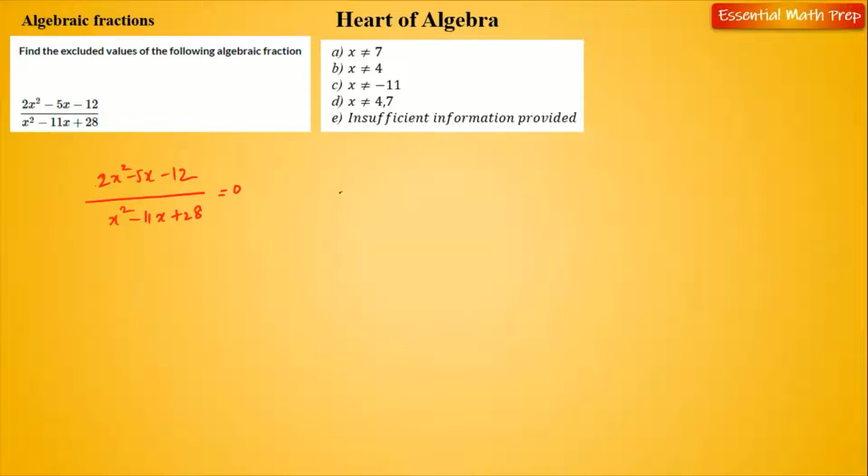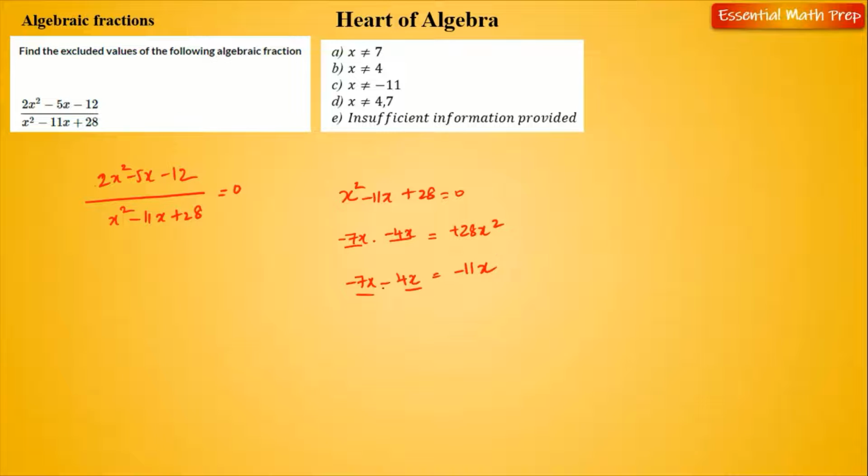So what do we do? x squared minus 11x plus 28. So we want it equal to 0. So we want plus 28x squared. At the same time, we want negative 11x, right? So if you do minus 7x times minus 4x, you get plus 28x squared. And if you add minus 7x and minus 4x, you get minus 11x, right?